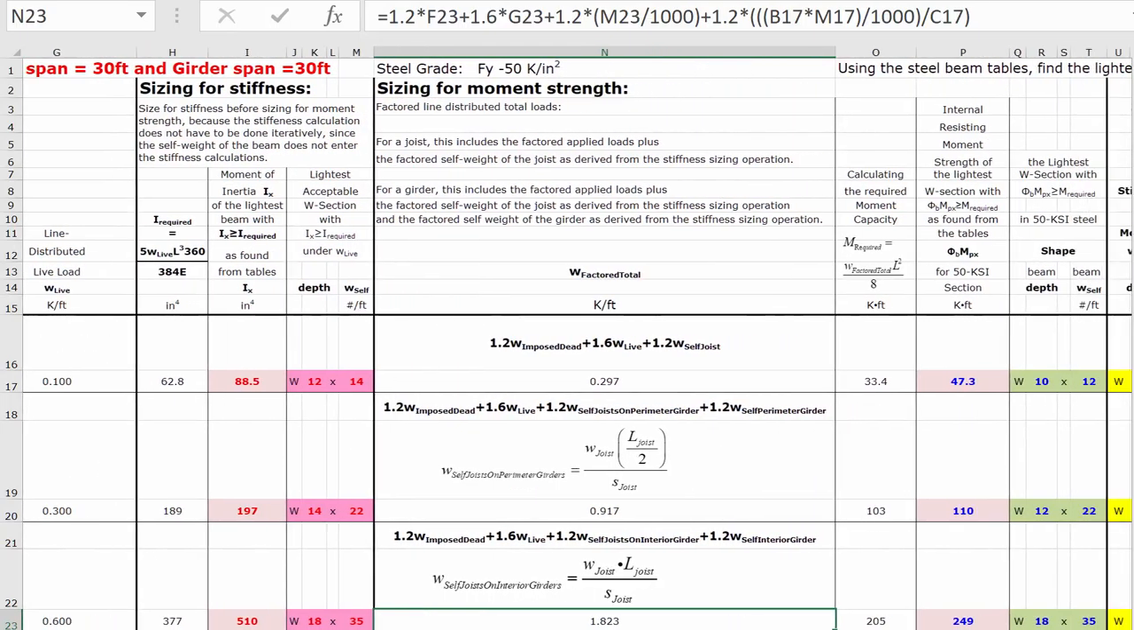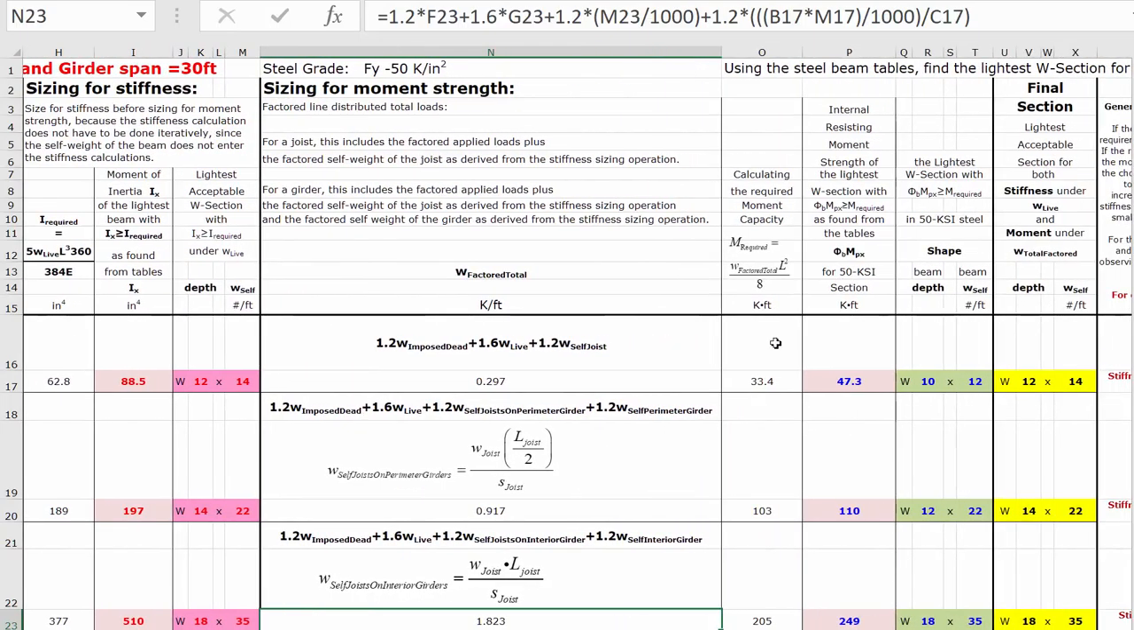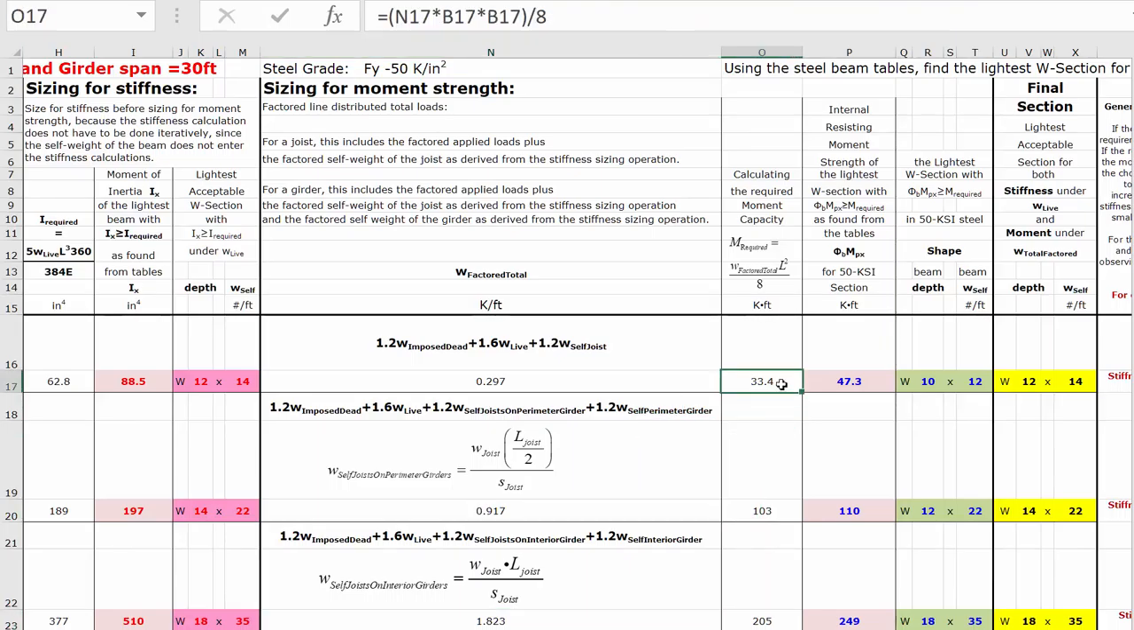So I'm going to scroll to the right here, and we're going to calculate the required moment capacity, which is going to be W factored total times L squared over 8, and that will be in units of kips per foot. And you'll recall that we said this formula doesn't require any special conversion factors because it automatically comes out. If we substitute in the numbers we've got already, it comes out in units of kip feet.